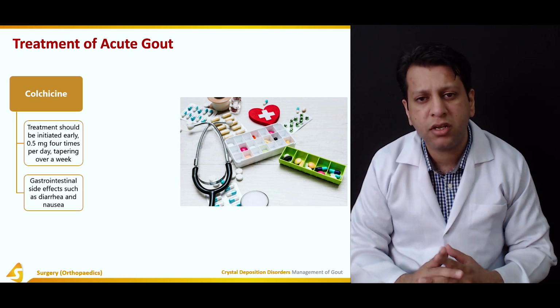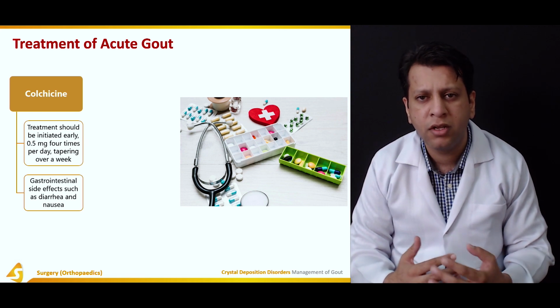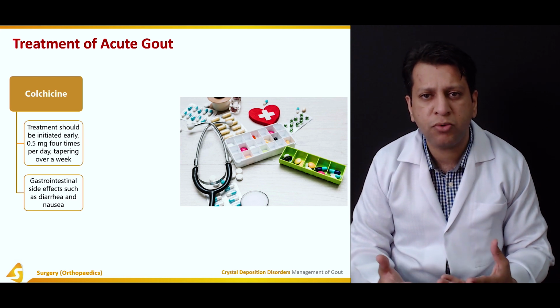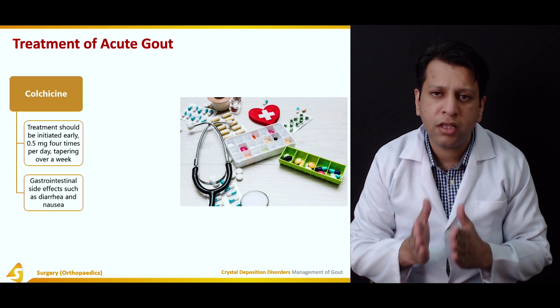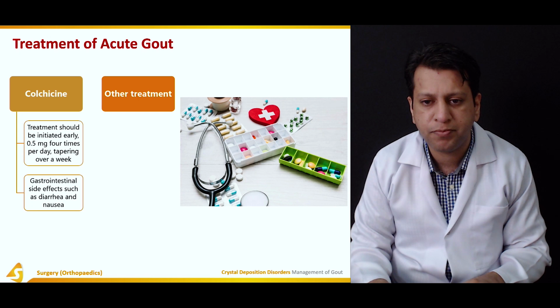Now, I was just discussing the NSAIDs and the steroids. These are kind of supportive as well. You give rest to the limb, you give analgesia and supportive measures so that the misery and agony of the patient decreases. Then coming to the pharmacotherapy, the targeted therapy is the use of colchicine.